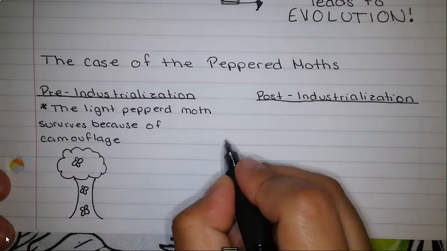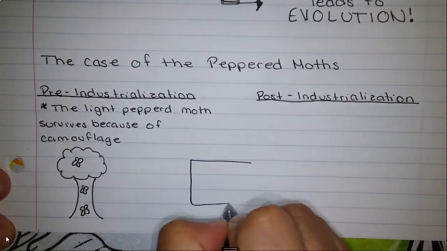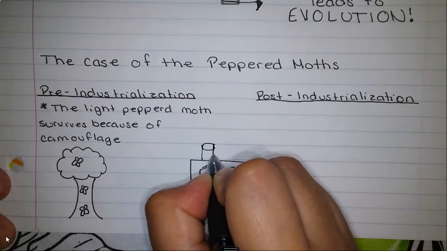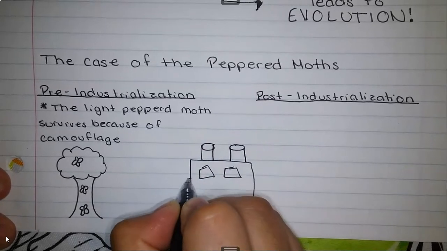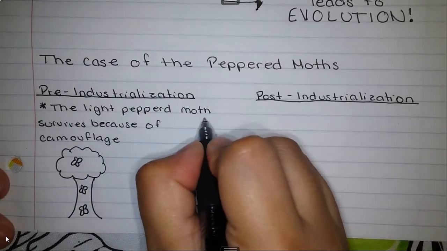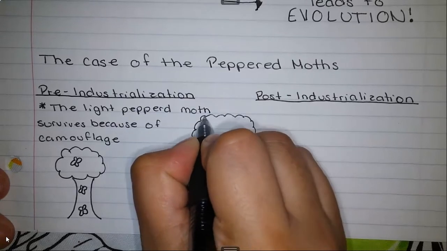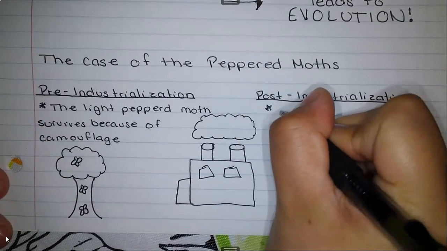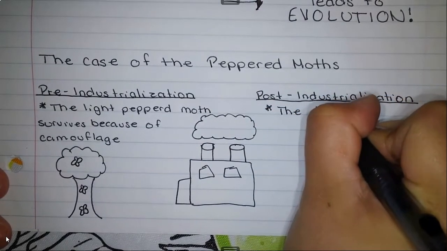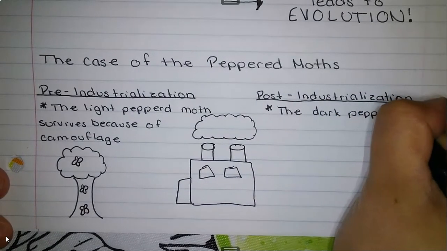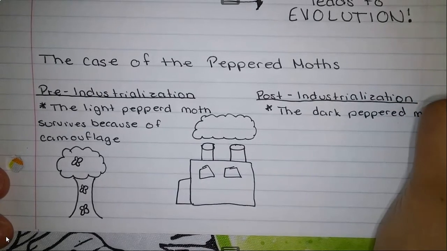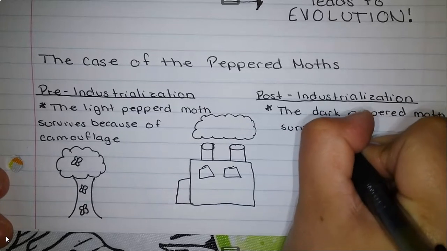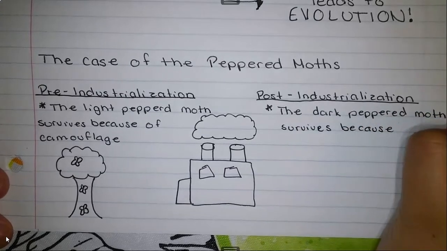But then factories started getting built, and started producing that black soot. Okay. And then it leads us to the post-industrialization, which was that the dark peppered moth survives because of camouflage.